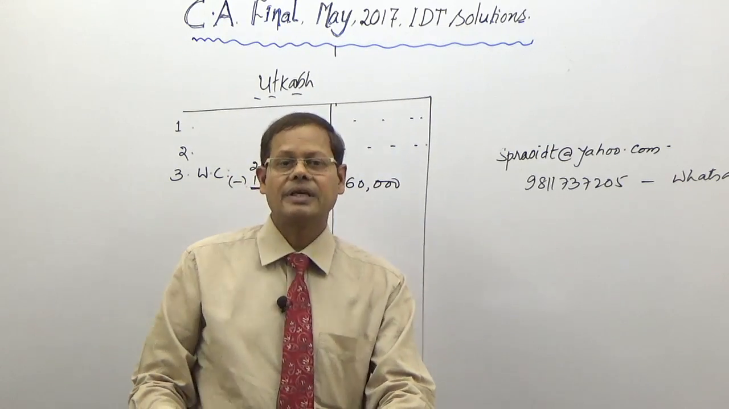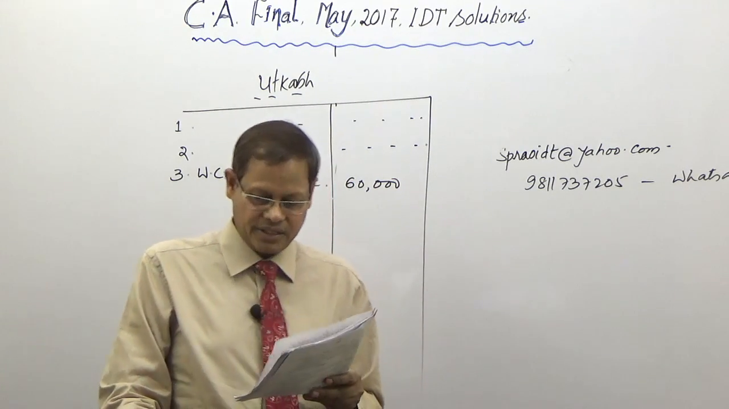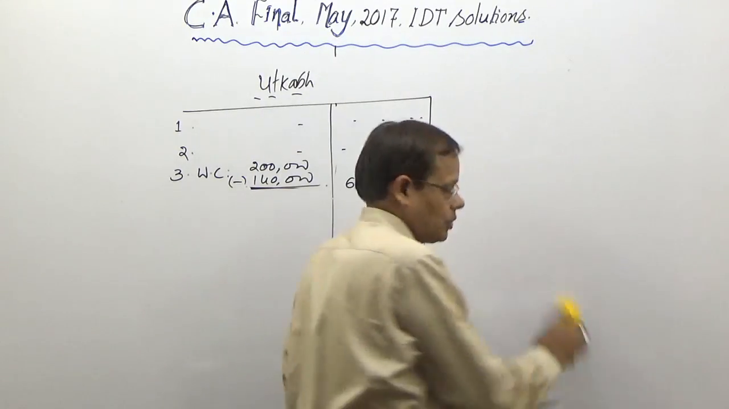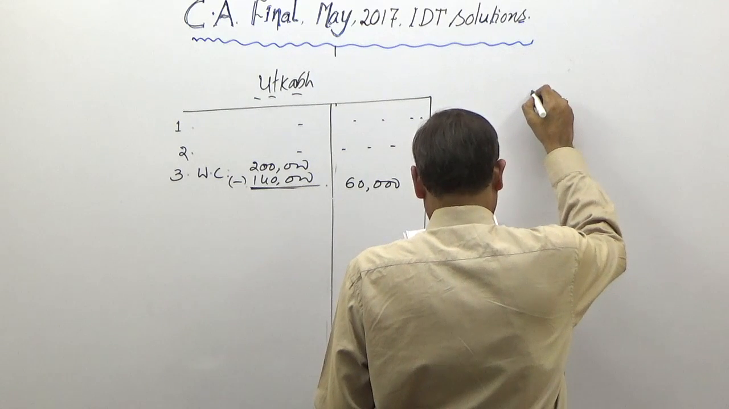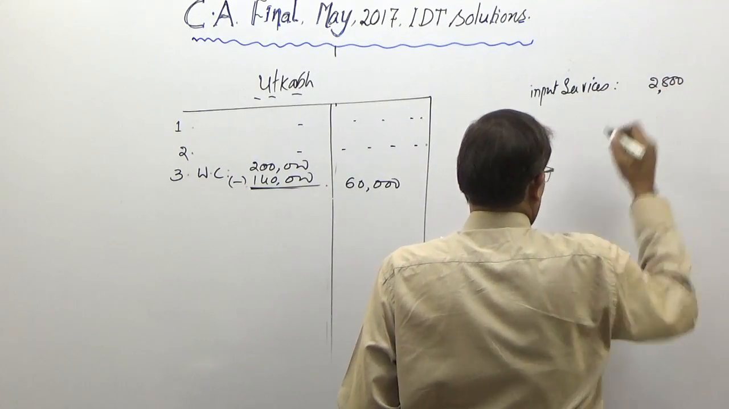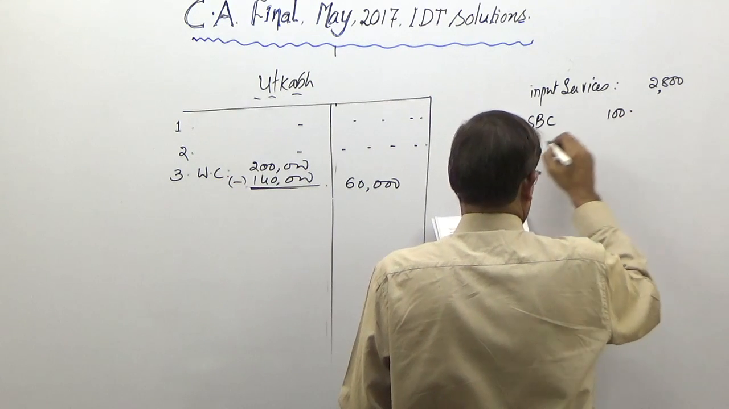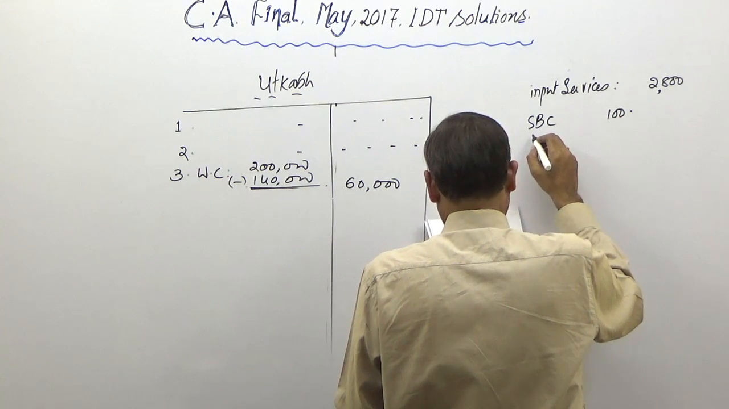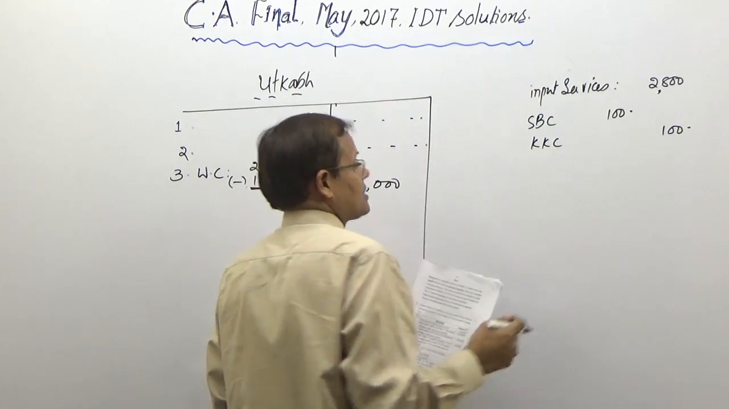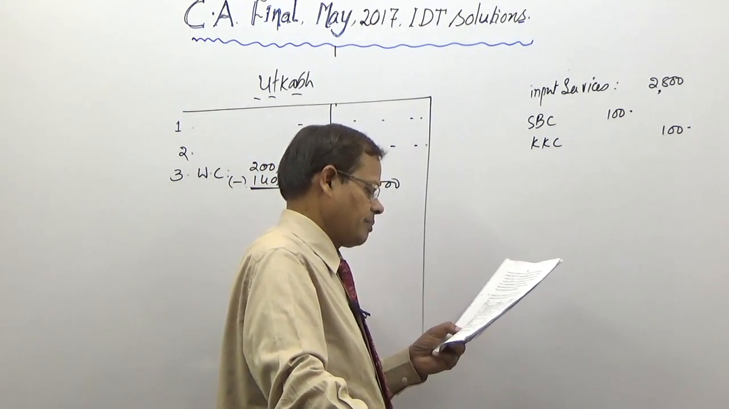But what other information they have given? They say service tax paid on input services excluding SBC and KKC. So there is a purpose. Without purpose they don't do. Service tax paid on input services excluding cesses 2,800, SBC 100 and KKC, Krishi Kalyan cess, 100. Because on this credit is available, on this credit is not available. That's why I have written it, otherwise there is no special intention.